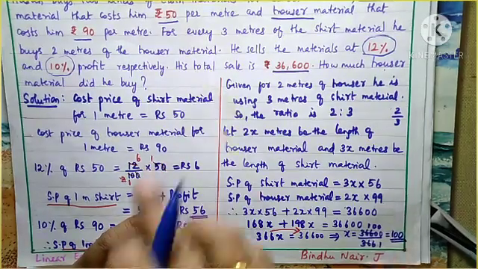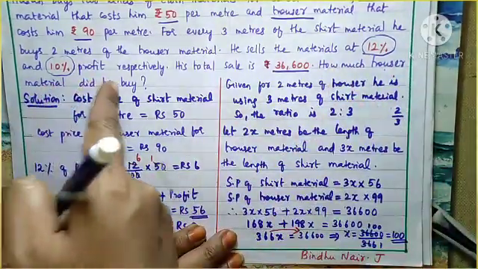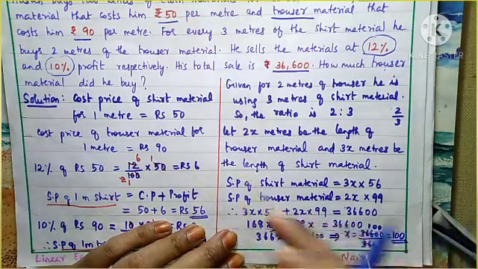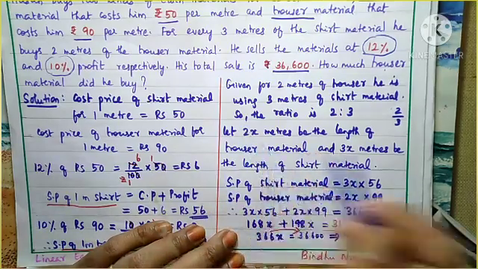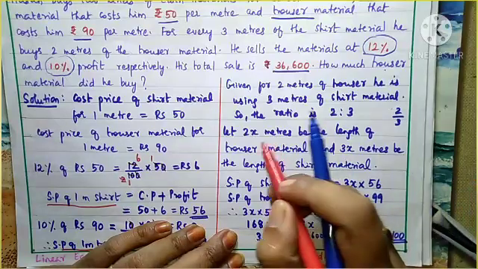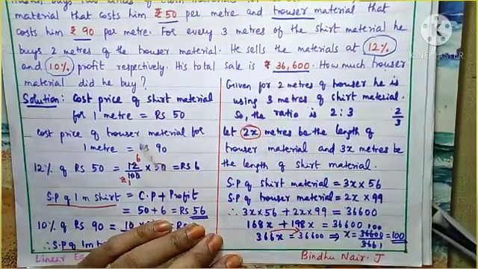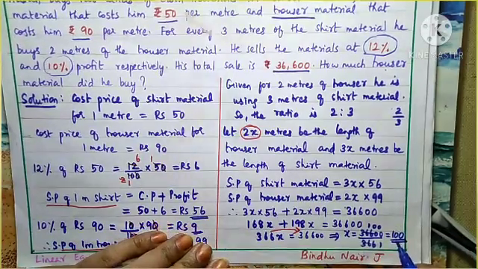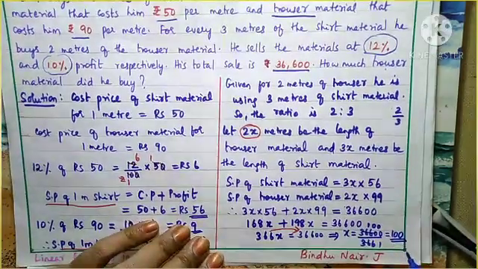Now actually what we want to find out? How much trouser material did he buy? We only want the length of the trouser material. Okay. Now you see what is the total length of the trouser material we have taken? Yes, that is 2x. 2x is the total length of the trouser material we have taken. So when x is 100, what is 2x? Very good. It is 2 into 100, that is 200.